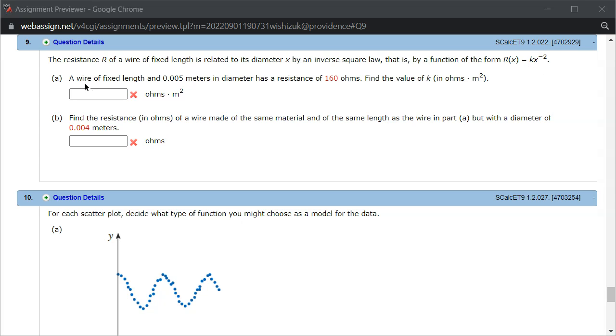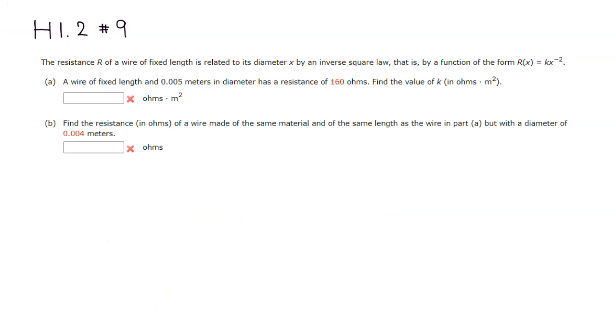If a wire of a fixed length and 0.005 meters in diameter has a resistance of 160 ohms, then we want to find the value of K. So we just have to plug in the X value, plug in the R value, and then find the K value. All right, so let's do that.